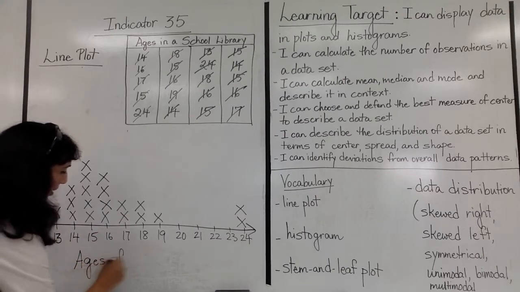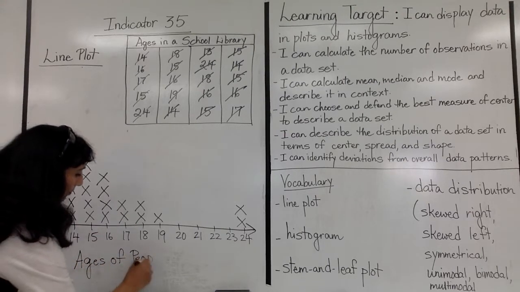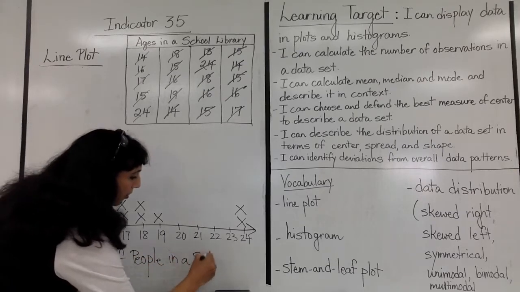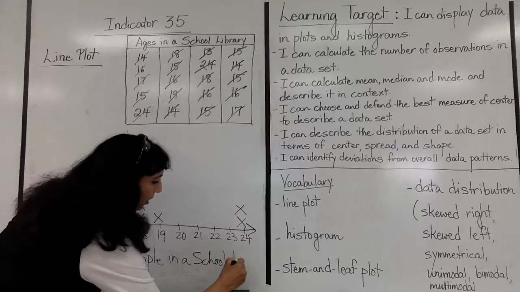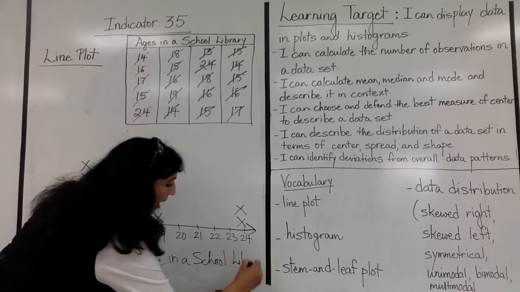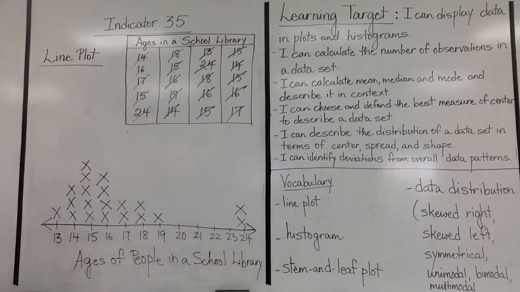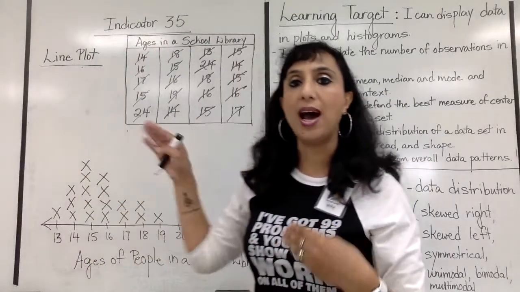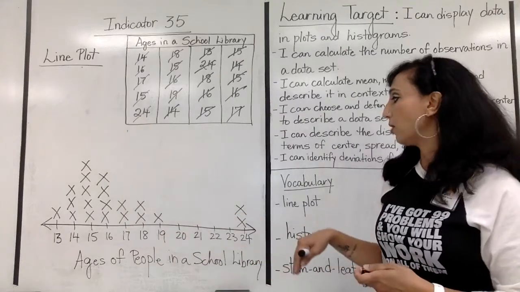Okay. Ages of people in a school library. So make sure you label your graph. That is essential so we know what you're talking about. This is showing you the frequency. That means the number of people of that age that are in the library.